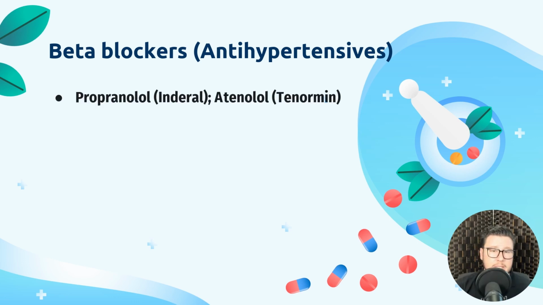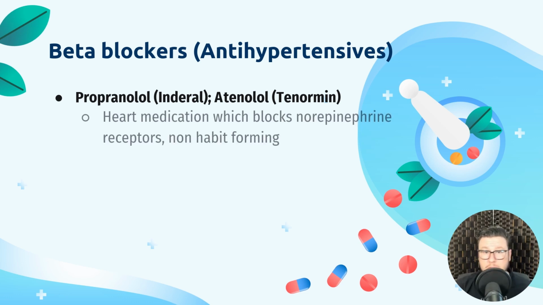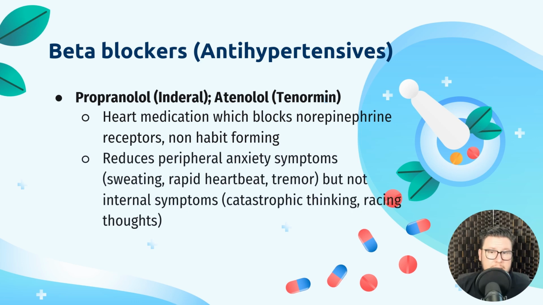These medicines are very common for anxiety relief: propranolol or Inderal, and atenolol or Tenormin. These are heart meds. They block norepinephrine receptors. They are not habit forming. They also don't work acutely. They're good overall. They can work within the span of several hours, but I don't see that being something people should take when they're having a panic attack.